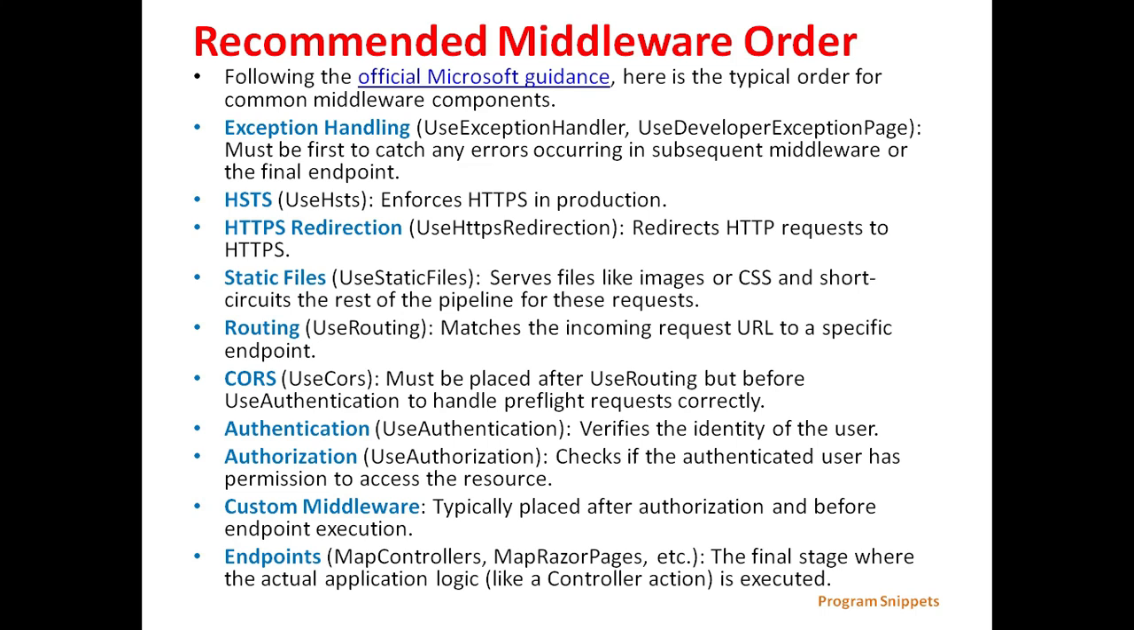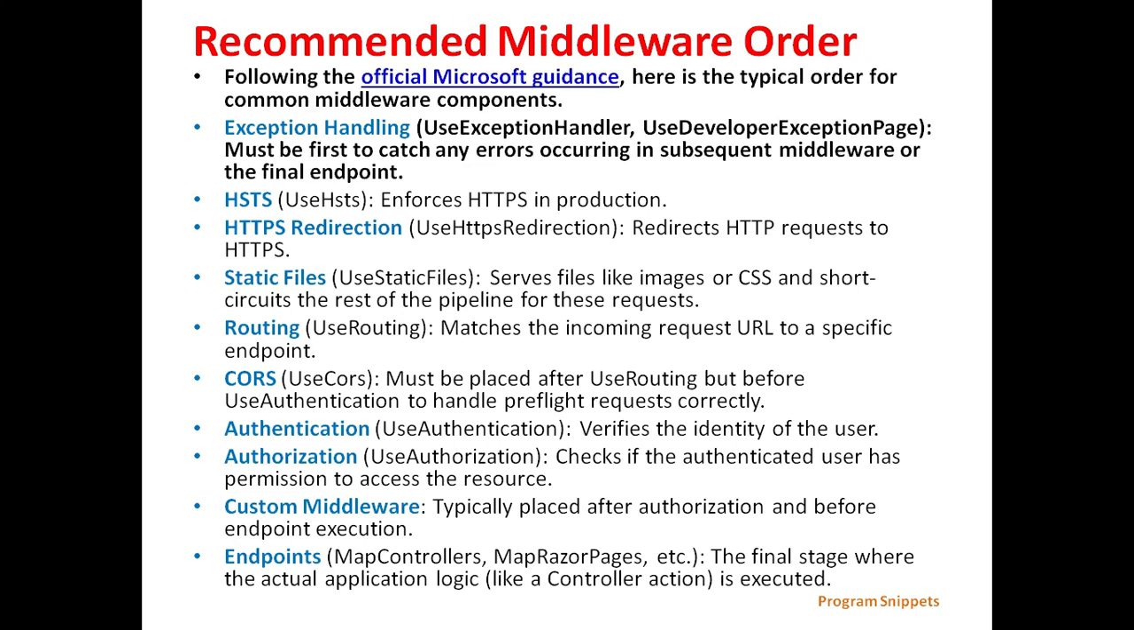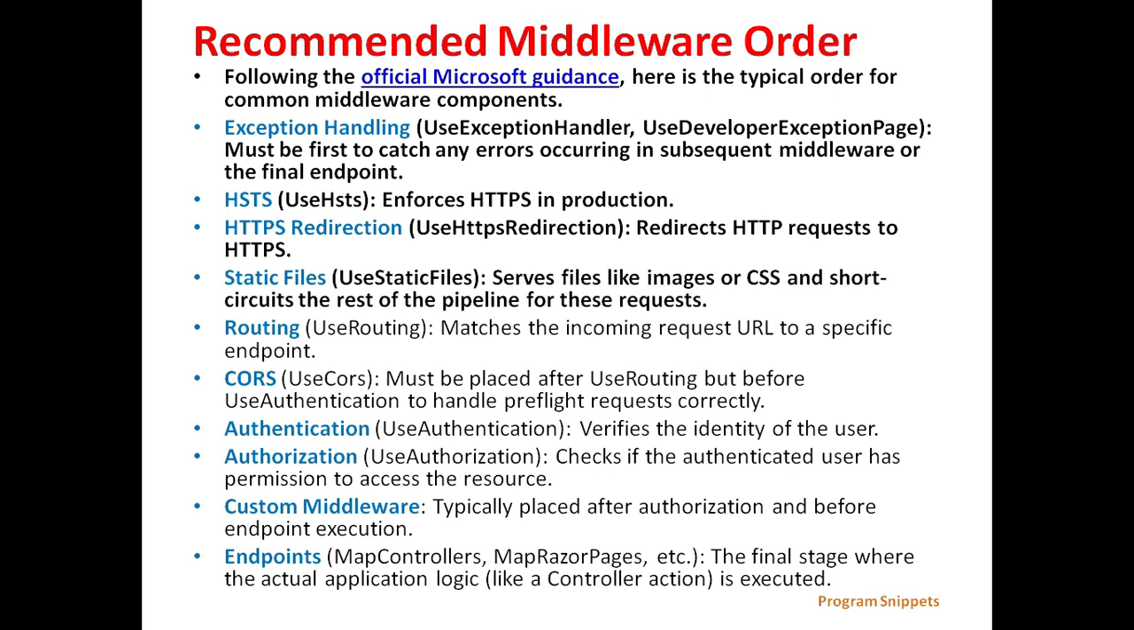Recommended middleware order is: first, exception handling. This middleware must be first to catch any errors that occur in subsequent middleware or the final endpoint. Then HSTS. This enforces HTTPS in production. Then HTTPS redirection. It redirects HTTP requests to HTTPS. Then static files. Serves files like images or CSS and short circuits the rest of the pipeline for these requests. Then routing. Matches the incoming request URL to a specific endpoint.